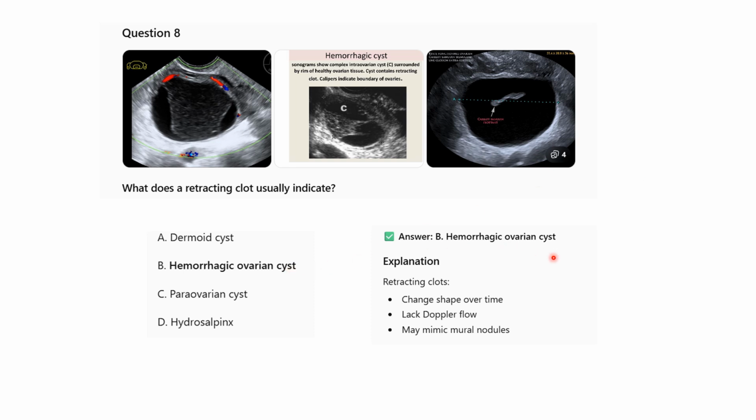Explanation: retracting clots change shape over time, lack Doppler flow, and may mimic mural nodules. So you must be very careful when you see this type of configuration. You might also mistake this for malignant transformation, but if you put color Doppler there, you will see that there is no color flow, and at the same time they change shape over time. The clots change shape with time because it's not living tissue, it's only a clot of blood. Okay, so our best answer for this is a hemorrhagic ovarian cyst.